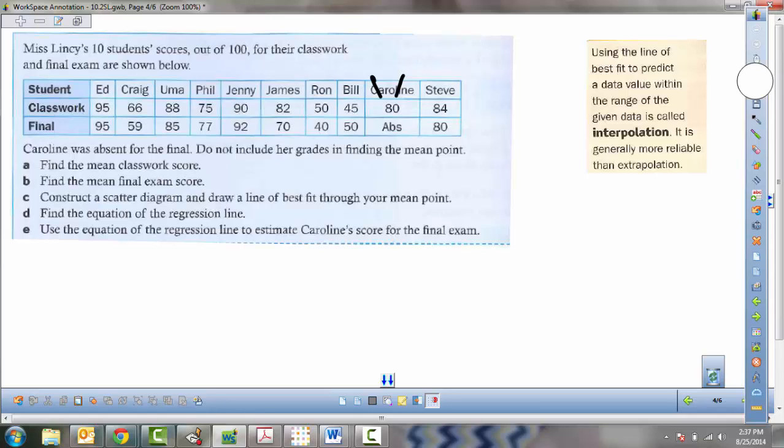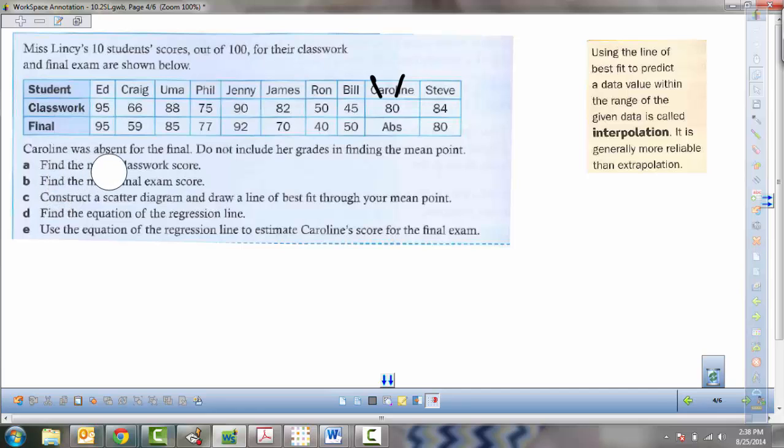When we use our line of best fit, and that's what we're going to do for E, when we use the line of best fit to predict a data value within the range of the given data, it's called interpolation. It's more reliable than extrapolation, which is where we go outside of the values that we have and make a prediction for something way different than the data we were looking at. Extrapolation is not very good because we have no way to know if the data trend is going to continue. We're fairly confident that within these scores, there is a trend. And using that trend to predict new values, that's what we're calling interpolation. That's not a bad thing.